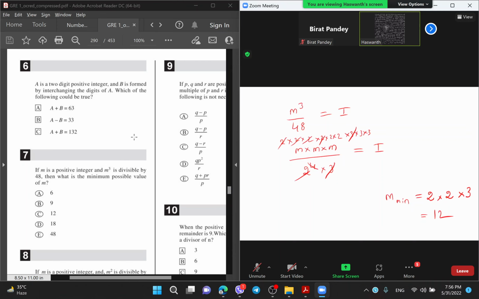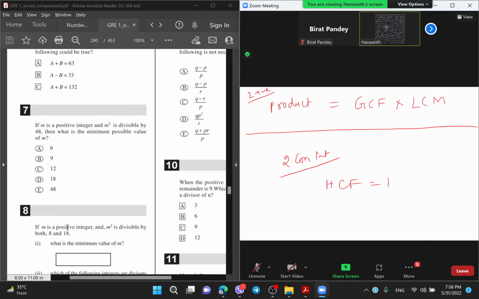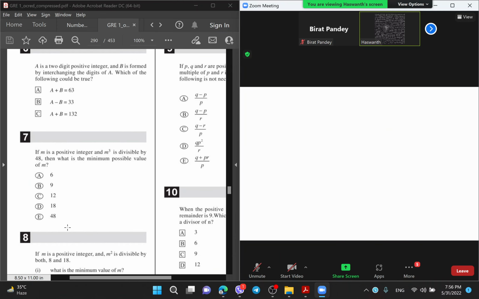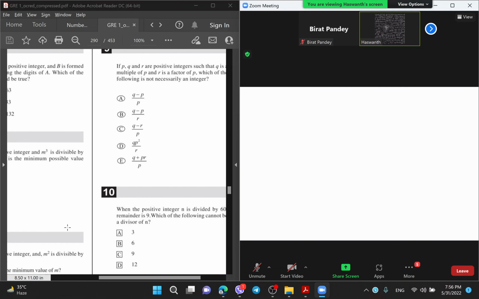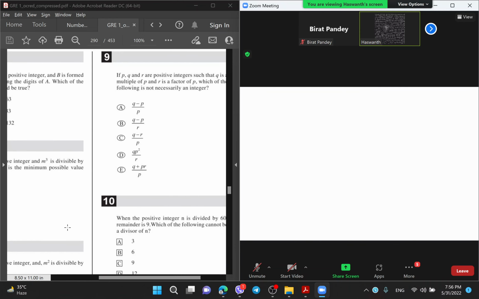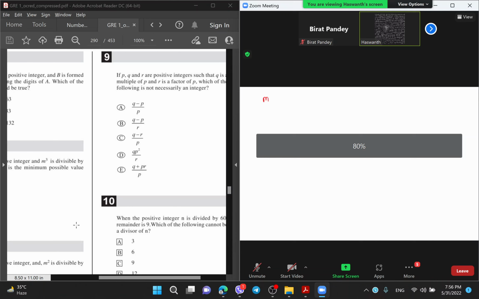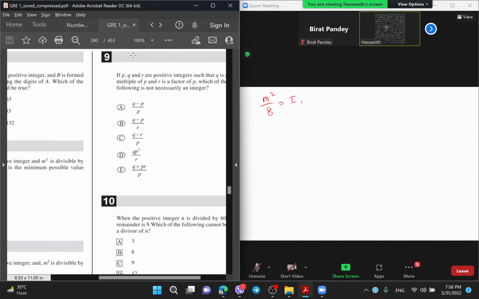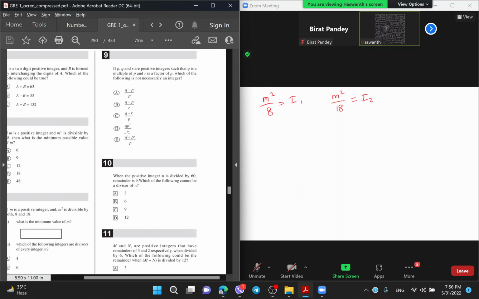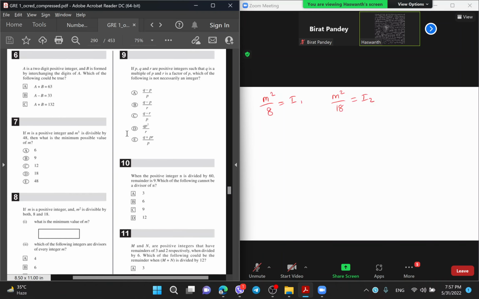Next question is also of the same order. m square is divisible by both 8 and 18. m square is divisible by 8 means m square by 8 must give us an integer. m square is divisible by 18 as well, so m square by 18 must also give us an integer. So we can proceed by dealing with these two different equations and then selecting those values of m which satisfy both. But we discussed one idea in the formula sheet.